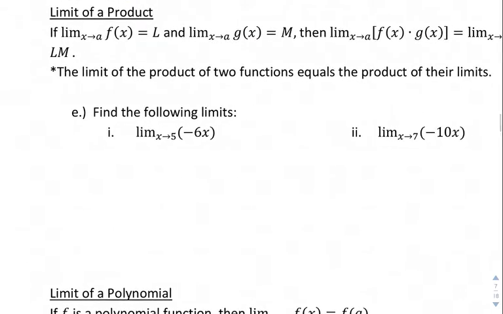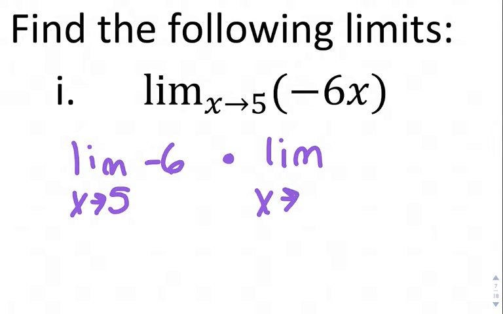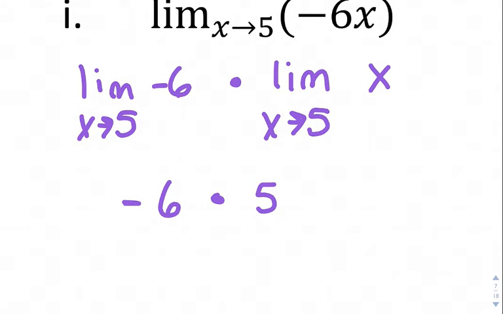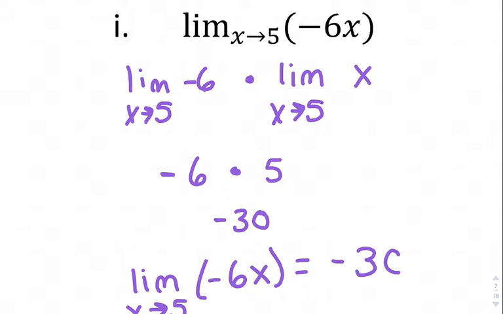Product is the same way except for adding or subtracting. Now we're going to be multiplying. So again, we can break this up into the limit as x approaches 5 of negative 6 times the limit as x approaches 5 of x. So the first one is another constant, so that's just negative 6. The second one is a variable, so it's whatever x is approaching. Here it's 5. So negative 6 times 5 would give me negative 30. Therefore, the limit as x approaches 5 of negative 6x equals negative 30.